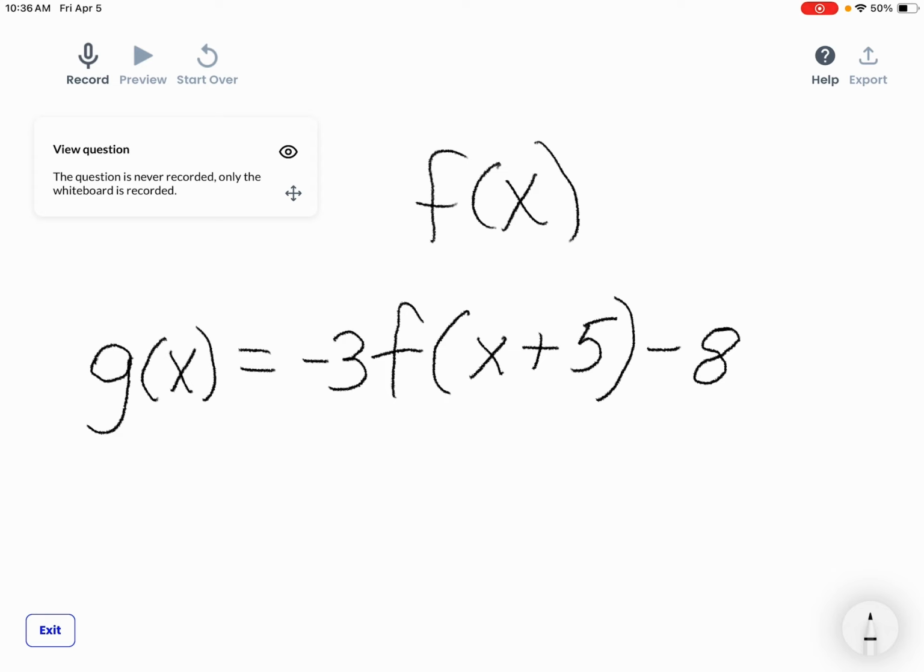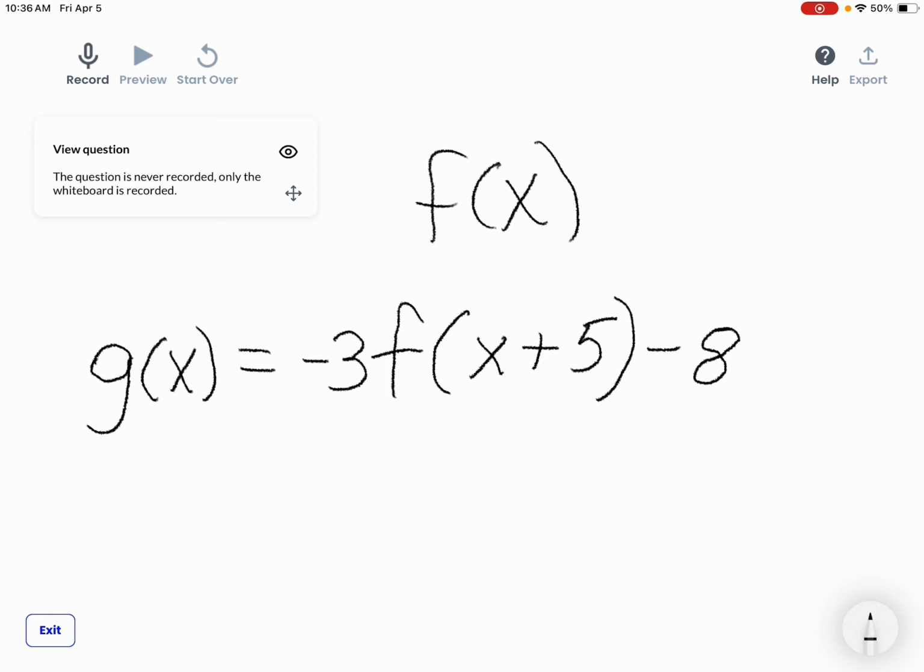Now, remember that anything inside of the function is going to affect the x's or the domain, and anything outside of the function is going to affect the y's or the range. So what do I mean by inside and outside? Well, look at this function here. We start with f of x. See how this x plus 5 is inside of the function, and then everything else, the -3 and the -8, is outside of the function. So anything inside is going to affect the domain.